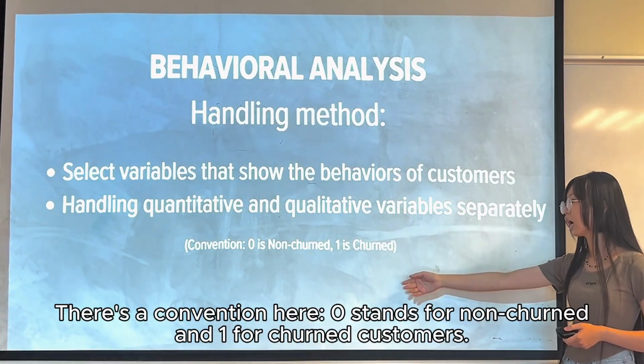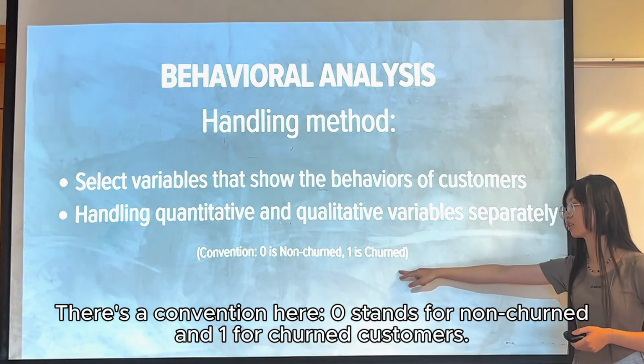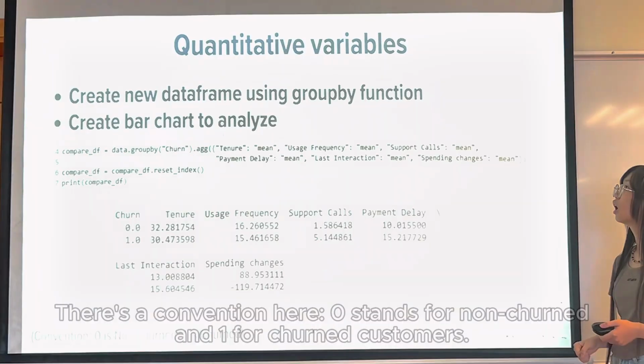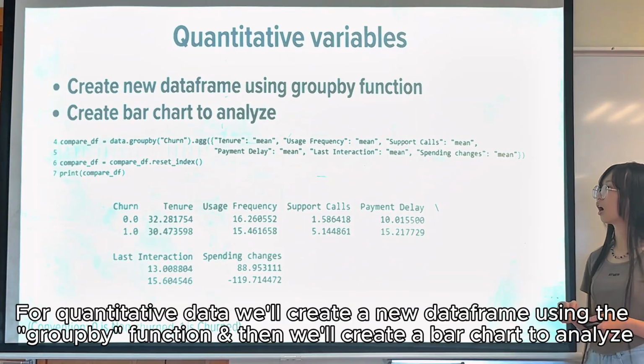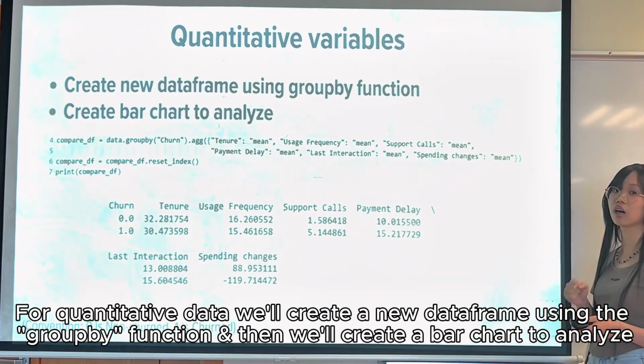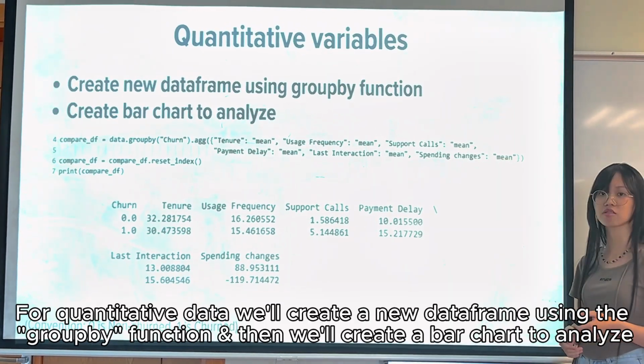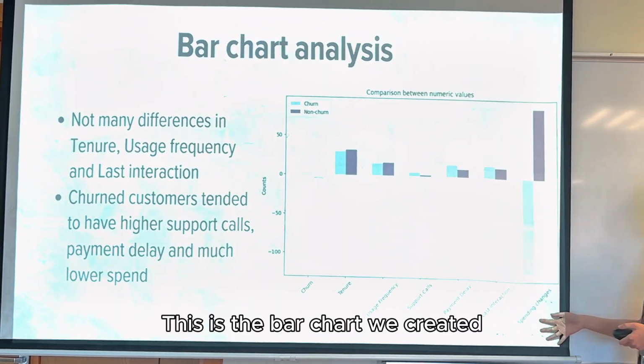Note here that 0 stands for non-churn and 1 is for churn customers. For quantitative data, we will create a new data frame using the group by function, and then we will create a bar chart to analyze. This is the bar chart we created.